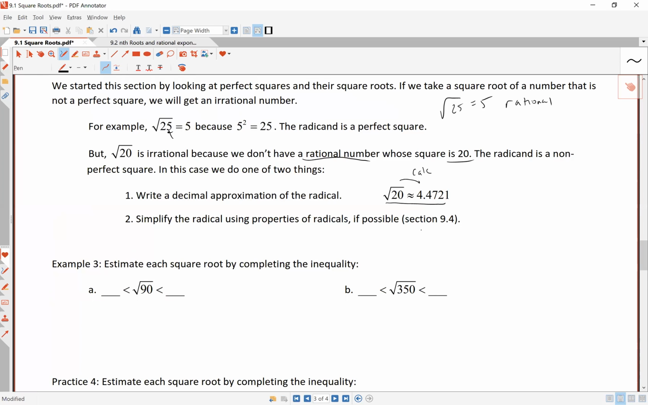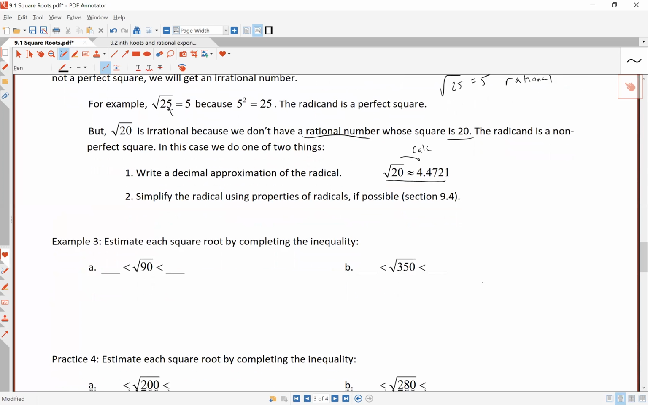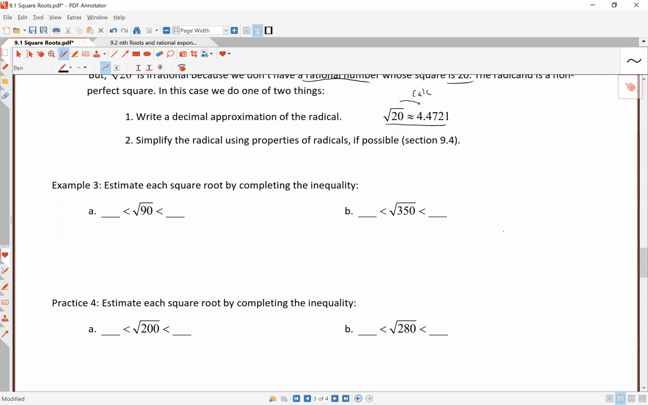So for example 3, we're just going to estimate this square root to sit between its two nearest whole numbers. And from that, we can get a decent decimal approximation. So I want to locate the square root of 90 between two whole numbers.